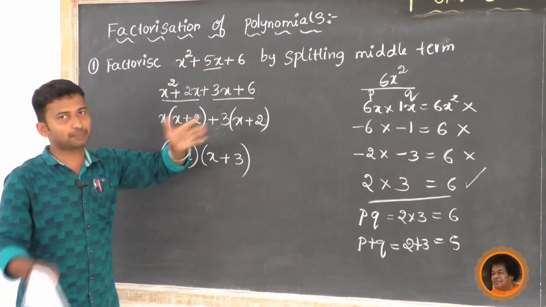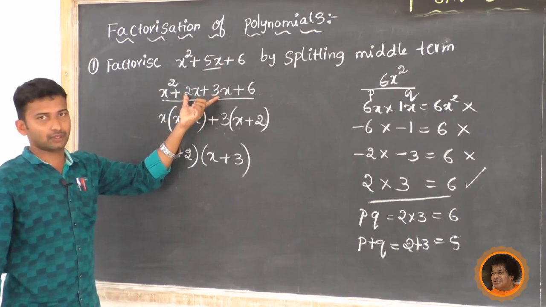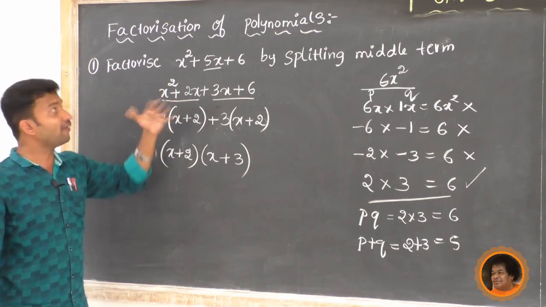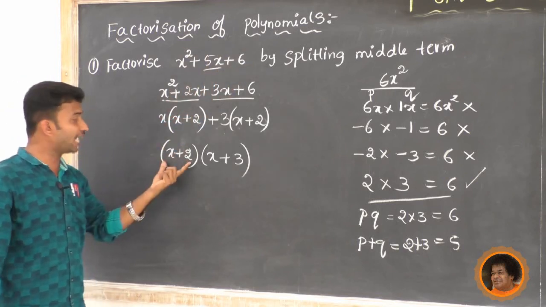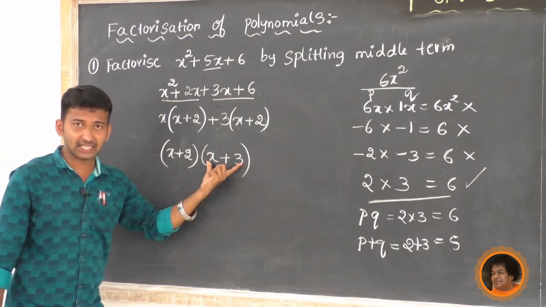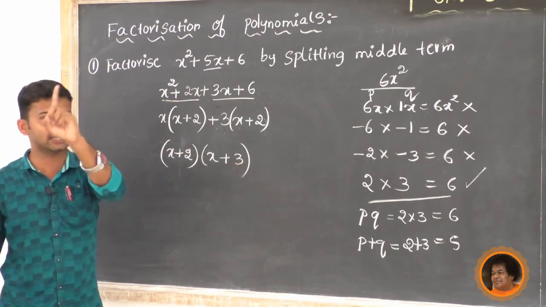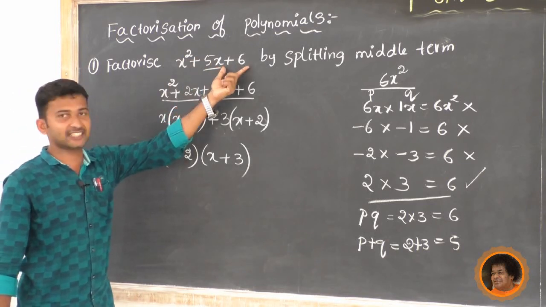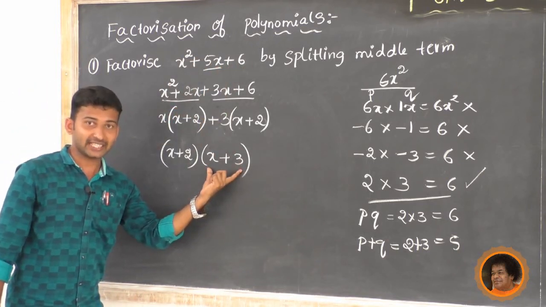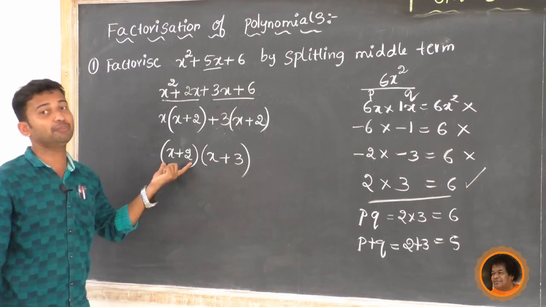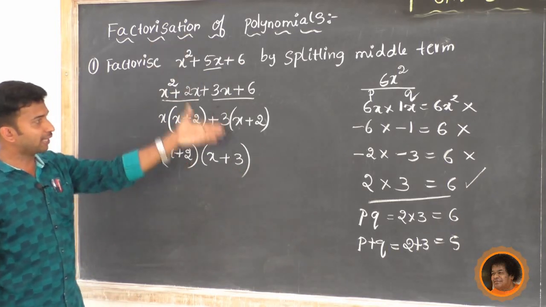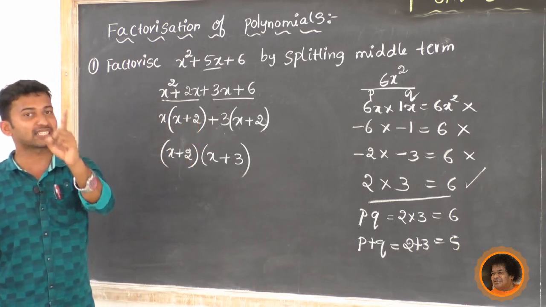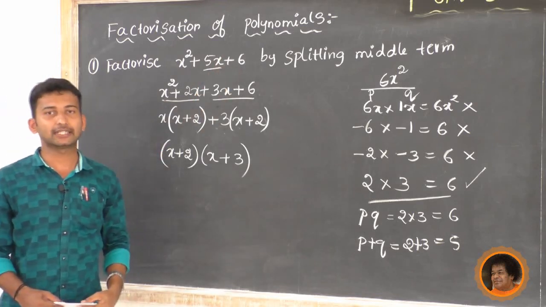We split 5x into 2 terms. It means that if we divide x square plus 5x plus 6 by x plus 2, we get x plus 3 as a quotient, leaving remainder 0. Second, if we divide x square plus 5x plus 6 by x plus 3, we get x plus 2 as a quotient, leaving remainder 0. This method is called factorization of a polynomial like ax square plus bx plus c by splitting the middle term.